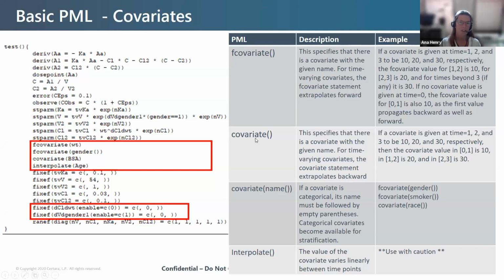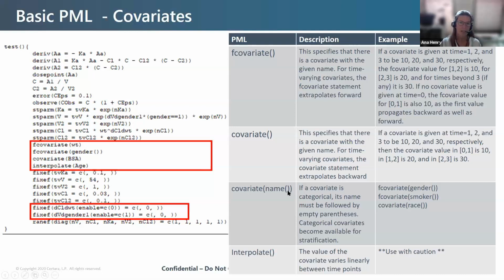Now, if the statement is just covariate, this specifies that you want to extrapolate backwards. Okay? And the example for this is similar to before. Let's say you have times 1, 2, and 3 with these covariate values 10, 20, and 30. Then from 0 to 1, it's going to be 10. From 1 to 2 is 20. And from 2 to 3 is going to be 30. Right? So we're going backwards in this case. So that's just the code: fcovariate is forward, and with no f, it means backwards extrapolation.